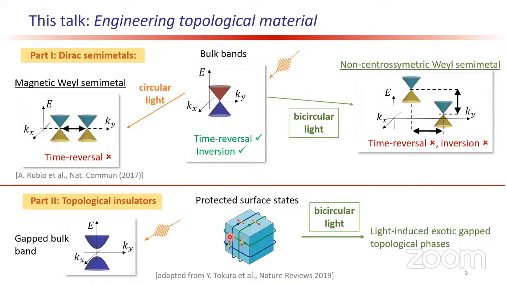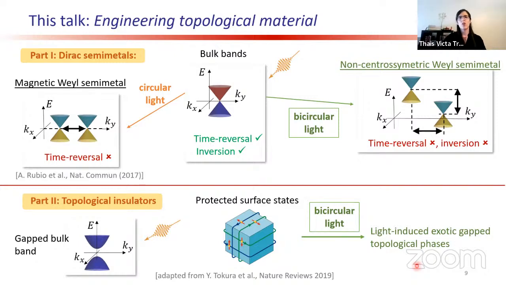So, as I was saying, we also want to look at topological insulators. In this case, we have a gap in the bulk bands, but on the surfaces, we have metallic states that are protected by topology. And the idea here is what happens to this topological state if we now apply bicircular light to this system. We are going to see that we can induce even more exotic gapped topological phases in these systems that are very, very rare to find in equilibrium.